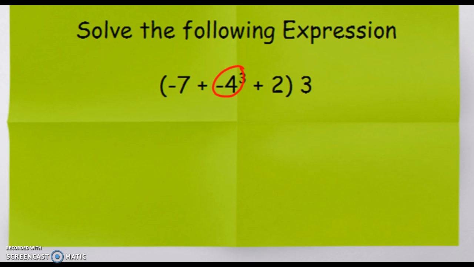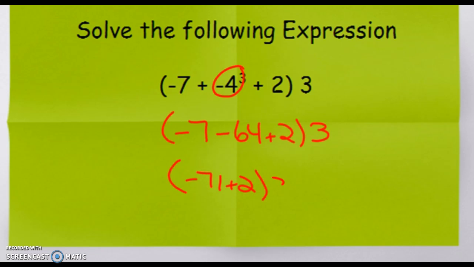Okay, so we have negative 4 to the third first. So I'm going to rewrite everything else. Now 4 to the third, I know that's 64, but since this is a negative and we don't have any parentheses, this is actually a minus 64 plus 2 and times 3. Going to continue inside my parentheses, negative 7 minus 64. That's going to be negative 71 plus 2 times 3.